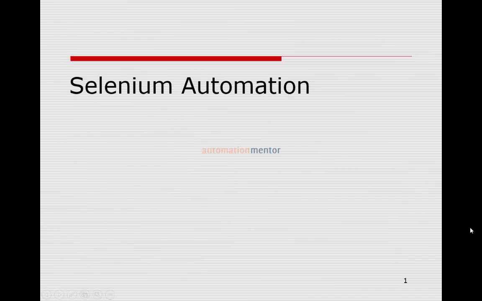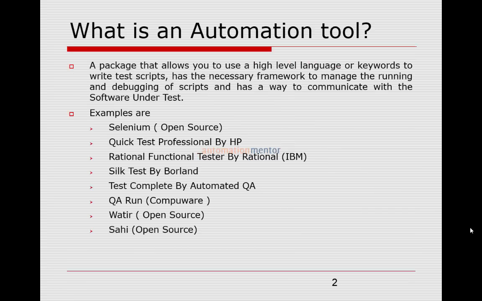Hello all. Today we'll be discussing Selenium automation, or test automation using the Selenium tool. Before discussing the Selenium tool and its features, let's have a brief on what exactly an automation tool is. An automation tool is a package or software which has the capability to interact with the software at rest, or the application at rest, and also provides high level programming language support so that we can develop our own test scripts or keywords, and it has a framework which can manage the execution and debugging of the test cases.